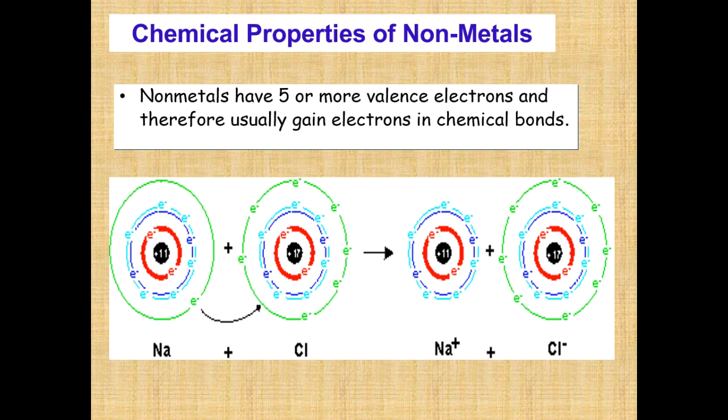Now we will discuss the chemical properties of the non-metals. Non-metals have 5 or more valence electrons and therefore usually gain electrons in chemical bonds. In the example below you can see sodium and calcium. The calcium has 7 electrons. To form a chemical bond, it is gaining the electron from the sodium.